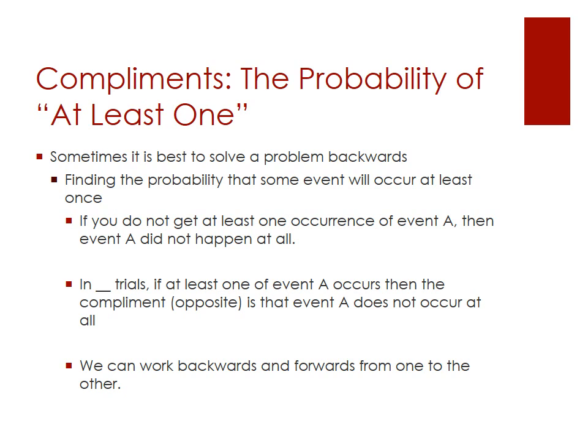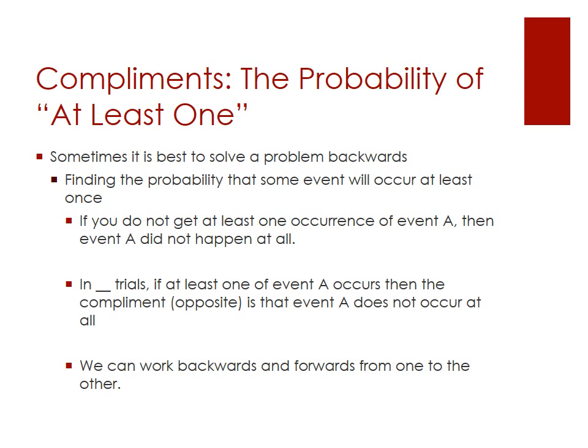So if we're finding the probability that some event will occur at least once, this is the complements problem. Here, if you do not get at least one occurrence of event A, then event A did not happen at all. So we're applying a little bit of logic when we're working through this problem.